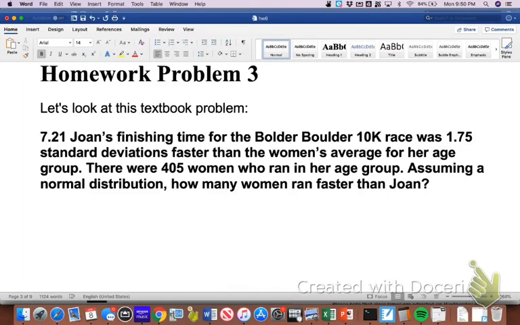So the key to problem number 3 is the fact that Joan's doing the race, and it is saying assuming a normal distribution. So just in case you've had a hard time understanding what they mean by normal distribution in the textbook, I'm going to give you a real basic crash course. So normal, assuming I could draw, would be something akin to this. This is called the normal curve.